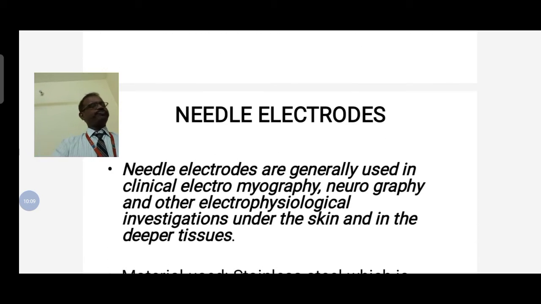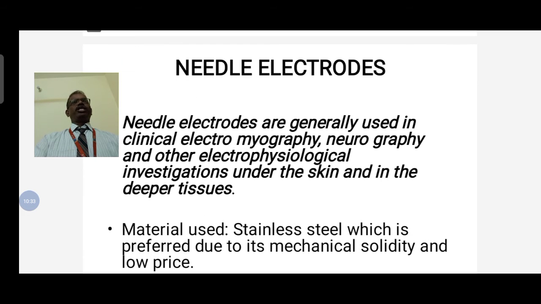Next one is needle electrodes, one of the types of electrodes. Needle electrodes are generally used for clinical electromyography. EMG means the electrical activity of muscle contraction. How do we measure the EMG signal? We pick up the EMG signal using the electrodes. This goes to an EMG amplifier and is then recorded using a recorder, a CRO, and other output devices.